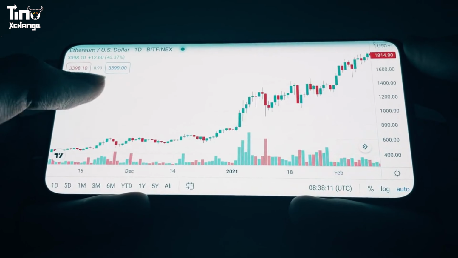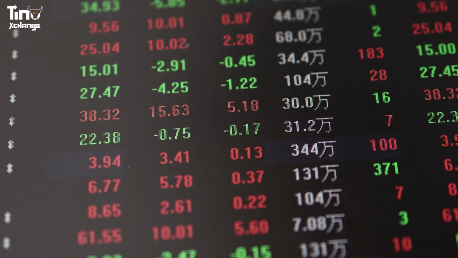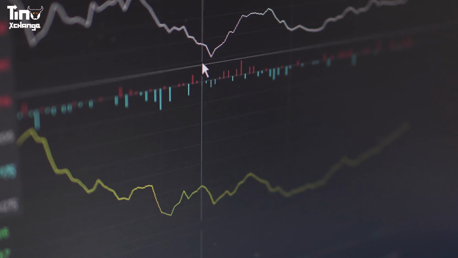Top-down analysis helps clarify this rhythm. The higher time frame shows the story, while the lower time frame reveals the details. Together, they remove the guesswork and create bias. And your bias is your compass. It tells you whether to look for buys, sells, or sit on your hands and stay patient.